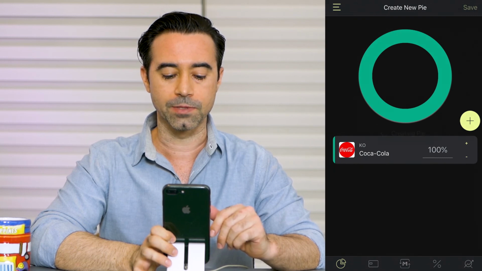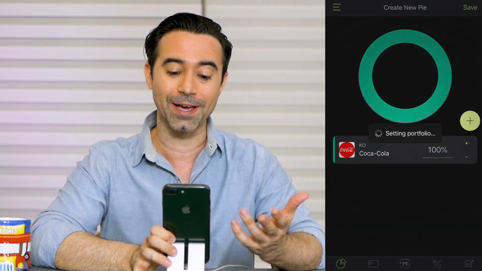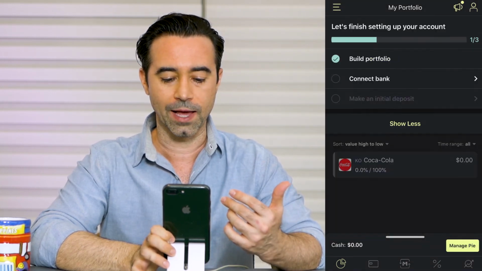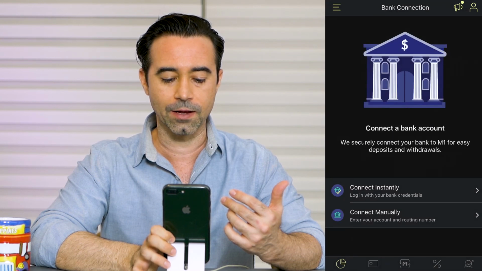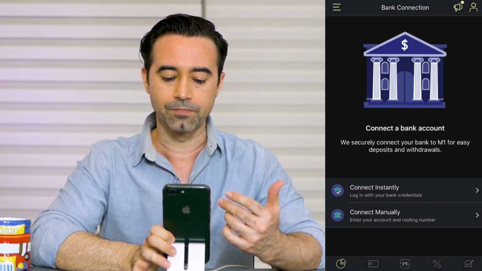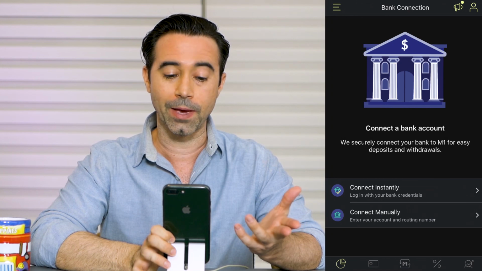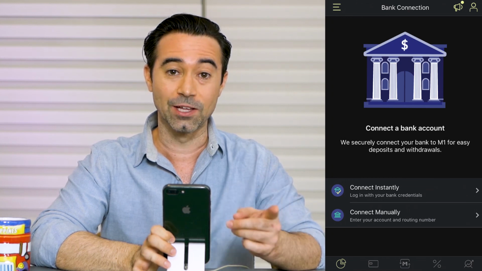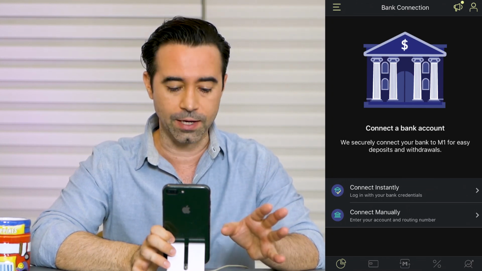So the next thing you need to do is connect your bank account. So go ahead and go to the connect bank account area, and I'm gonna skip this part because I don't want you to see my bank information. So go ahead and try to do this if you're ready to fund your account.